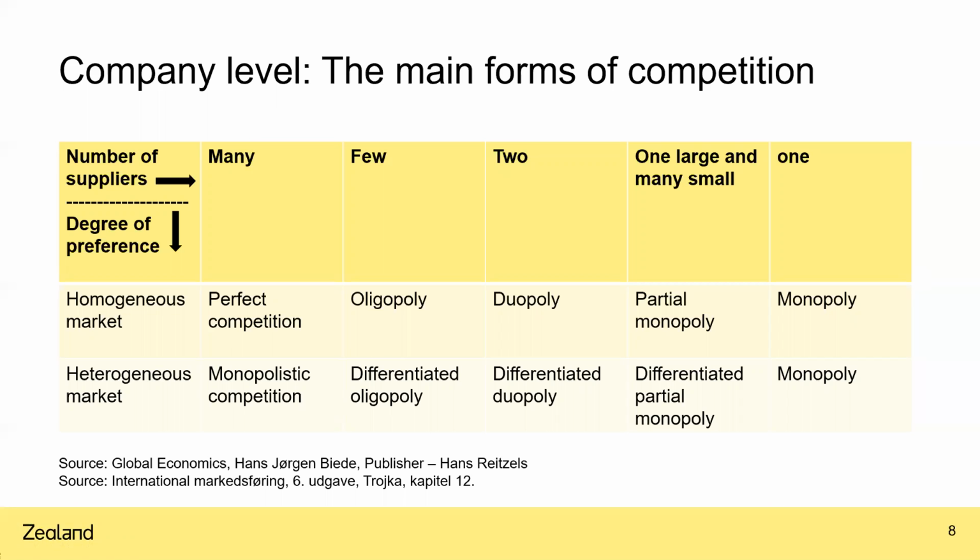Nowadays, you mainly talk about the heterogeneous market. The latter one here, I can point it out with my arrow, and you can talk about monopolistic competition, differentiated oligopoly, and so on. Because today, all markets are different, and there are no markets that are similar nowadays. So go straight to this line and talk about the different forms of competition from this particular line.